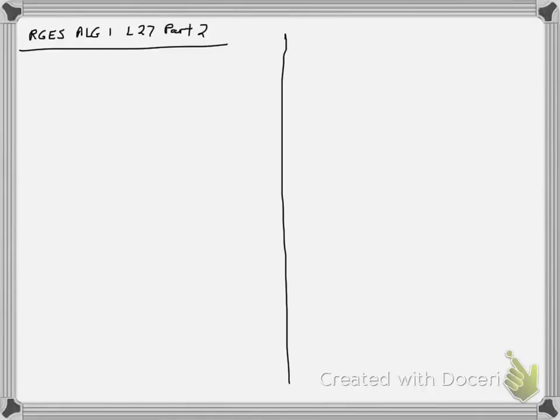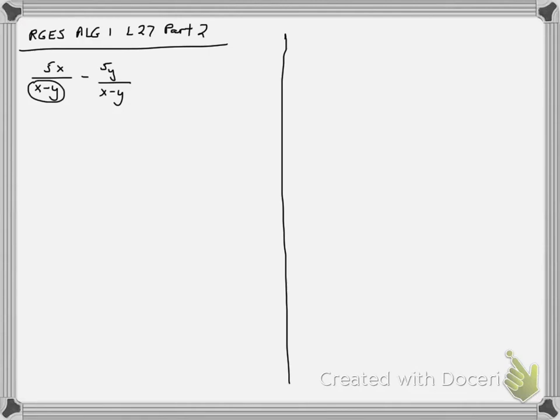Welcome to RGES Algebra 1, Lesson 27, Part 2. We're continuing in instructing Section 11.5, adding and subtracting rational expressions. So I'm going to go on with the second example in your text.